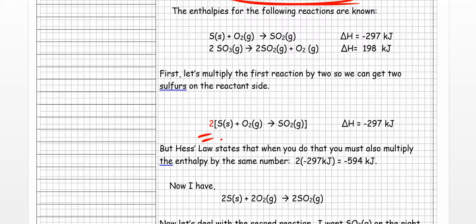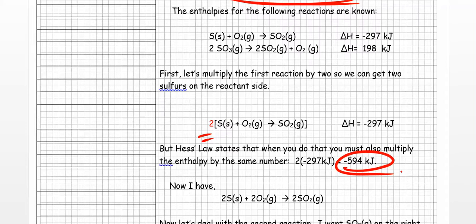So we're going to say 2 times sulfur, which is a solid, plus O2, which is a gas, yields SO2 gas. Now, remember that the delta H for that was negative 297 kilojoules. But Hess's law states that when you multiply by 2, you must also multiply the enthalpy by that same number, 2. So we're going to say 2 times negative 297 kilojoules. The new delta H for that reaction is going to be negative 594 kilojoules of heat.